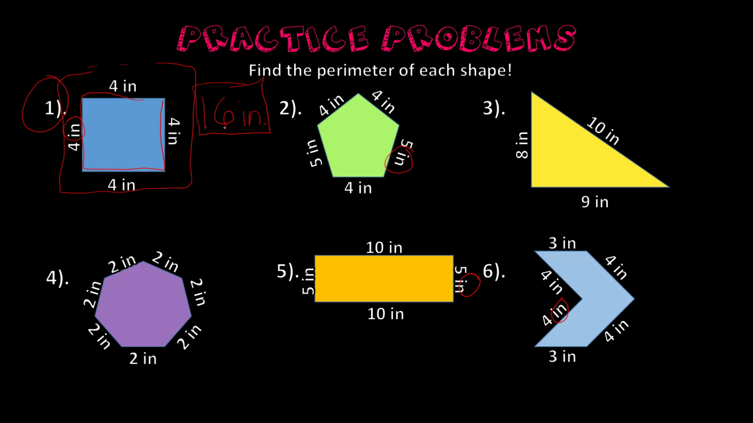Now remember to box in your answer, and then when you have an answer to each of these problems, do the same for the pentagon, the triangle, and so forth. Okay, problem 2, draw your shape. This edge is 4 inches, this edge is 4 inches. These are 5, and this is 4. We're going to need to add these up to find the perimeter. We're measuring around the outside of the shape.